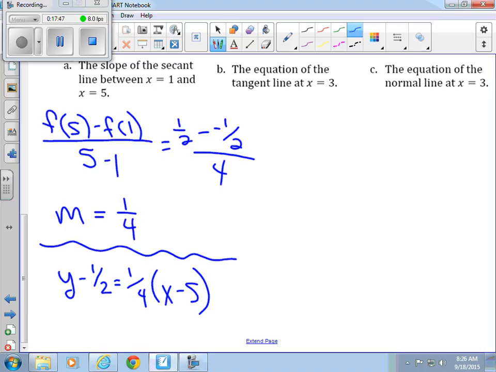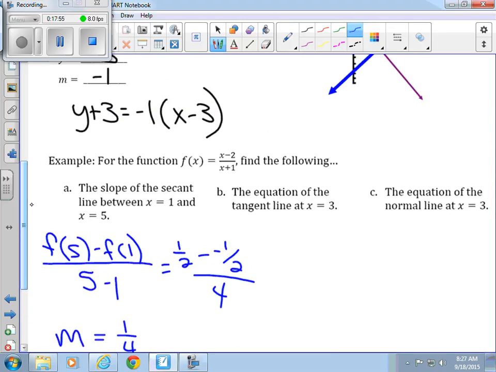So that's how you would write an equation of a secant line. It's only asked for the slope. The next one does ask for the equation of the tangent line at 3. So I can find the y value at 3 pretty easily. 3 minus 2 is 1 over 4. That's the y value at 3.